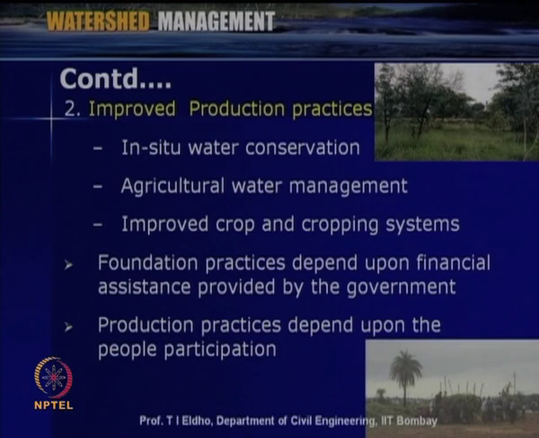You can see that as far as foundation practices are concerned, we have to invest a lot of money and resources in the watershed. So, we need financial support and assistance from the government, whether state or local governments, and also the various NGOs. Then the production practices depend upon people's participation. The area of the watershed will be held by farmers within the watershed. So, to have better agricultural management or better production, people within that watershed should cooperate with the watershed management plans.